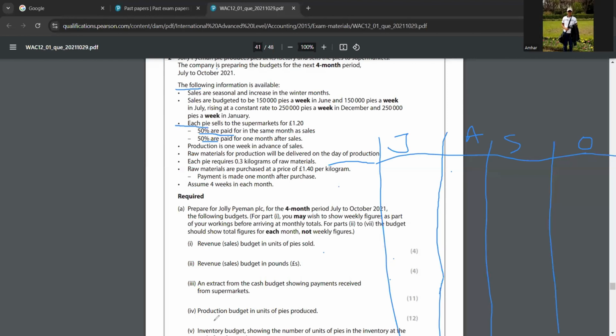So now look at this fourth one. They're saying to prepare a production budget in units of pies produced. So look at the requirements for production. Look at this point. They are saying production is 1 week in advance of sales. So what does that mean? Production is 1 week in advance of sales. So first of all you write production for this month, and then we'll look at production being 1 week in advance of sales after that. So first we'll calculate production for this month.